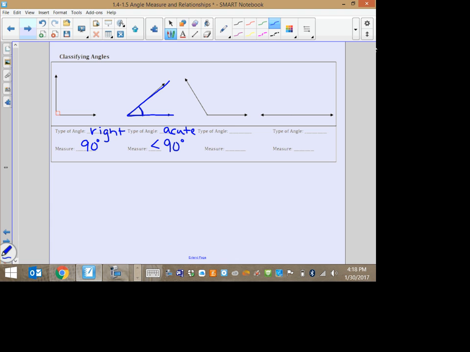An obtuse angle is folding it out and making it bigger. So an obtuse angle measures greater than 90 degrees. Think of leaning a chair back, an obtuse angle. And then here, we have a straight line, so it is called a straight angle. And a straight angle measures 180 degrees.